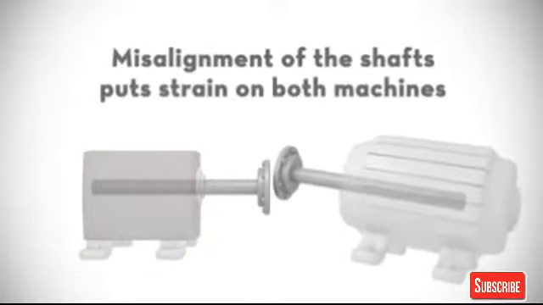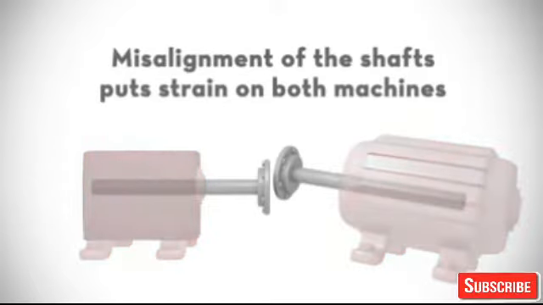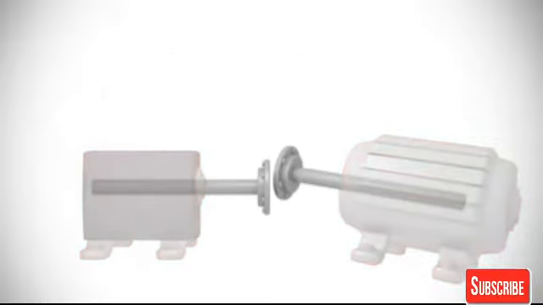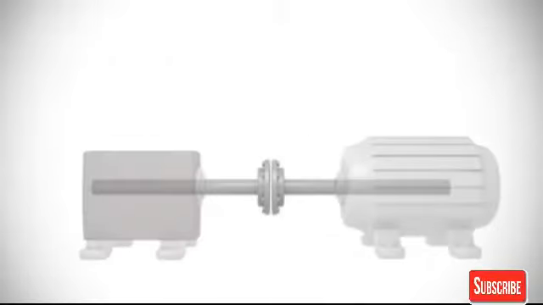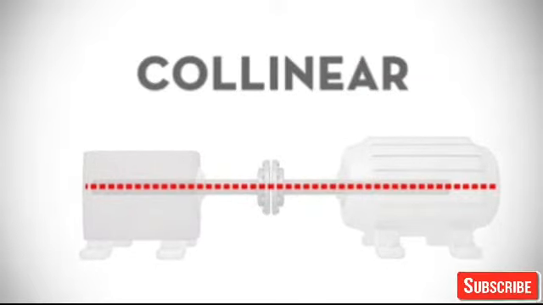Misalignment of the shafts puts strain on both the motor and the pump. It can damage the bearings, the couplings, and other machine components. For this reason, manufacturers of rotating equipment have established tolerances defining the maximum acceptable levels of angular and offset misalignment for their machines. If two shafts are perfectly aligned, they are said to be collinear. Collinear means that a single straight line will define the center of both shafts.